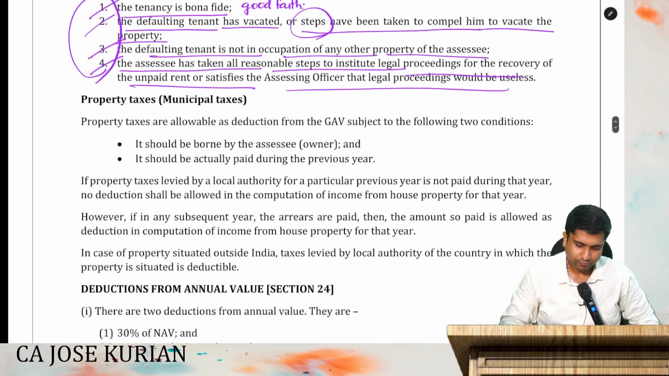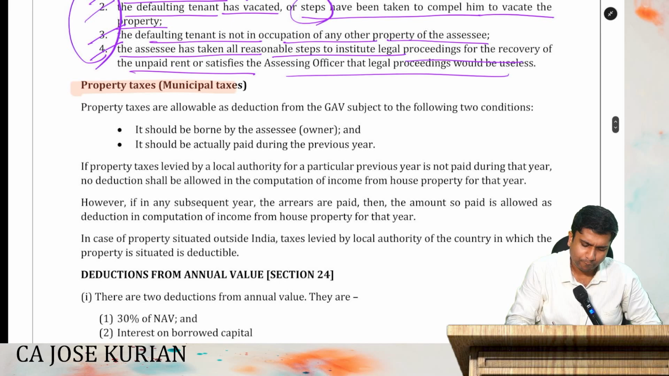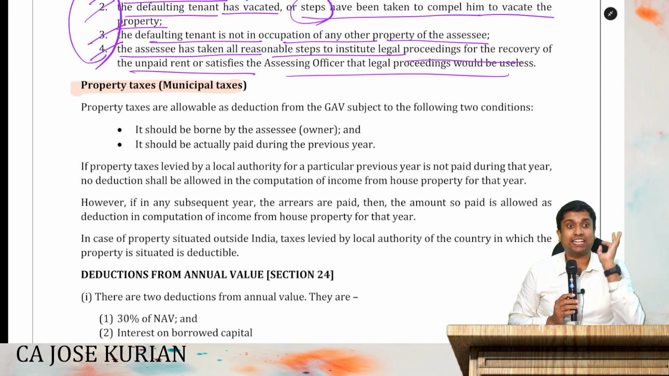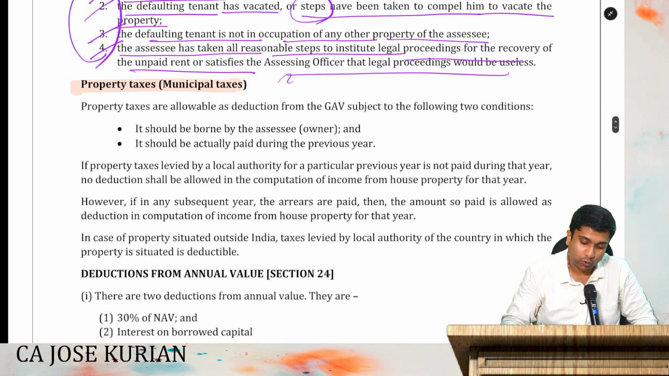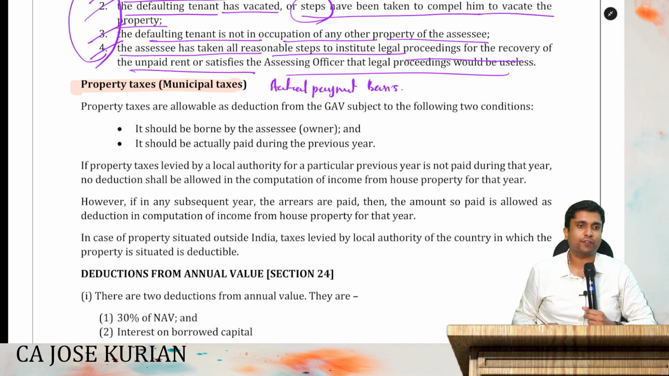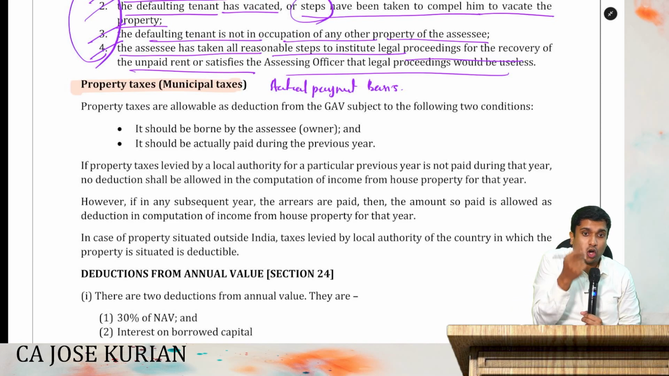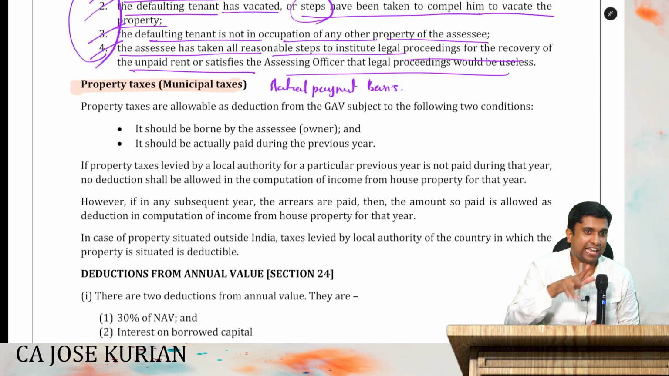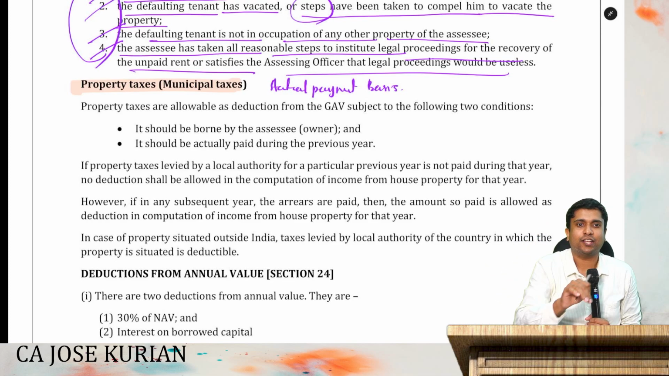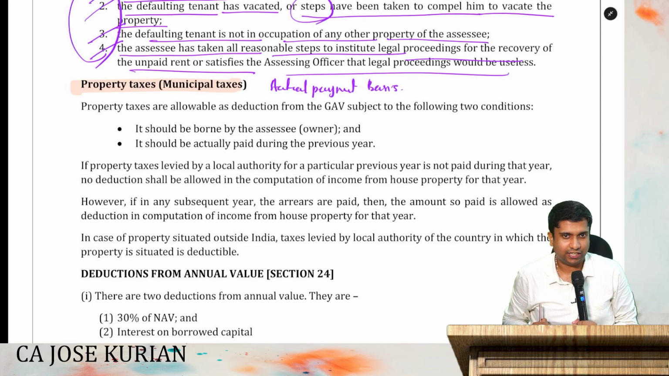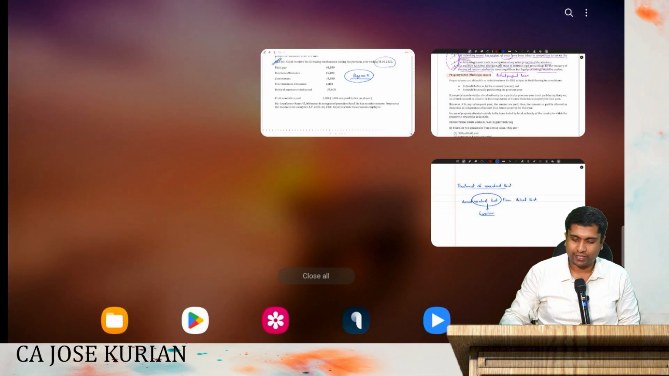Now let's move on. Let's understand what to do with the property taxes. So municipal taxes. As I've told you, municipal taxes is allowed as a deduction on actual payment basis. What do you mean by actual payment basis, friends? Say, for example, this year's municipal tax is already due. I haven't paid it. If I haven't paid it, I cannot claim it as a deduction. If I have actually paid it, then I can claim it as a deduction. I'll give you one or two scenarios in relation to this.